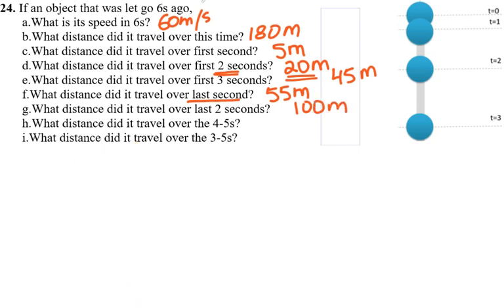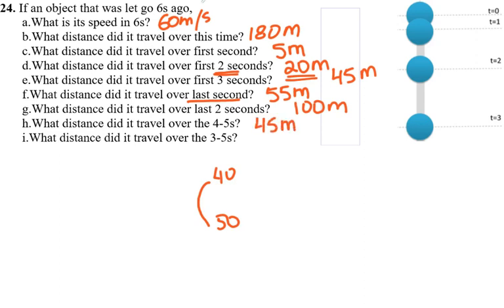What distance did the object travel over the 4th and the 5th second? So between the 4th and the 5th, I have 40 meters per second and 50 meters per second. The average is 45 times 1 second, because between 4 seconds and 5 seconds is only 1 second. So that is 45 meters.